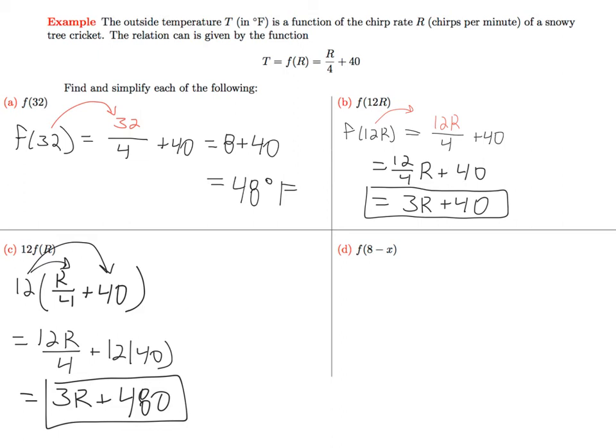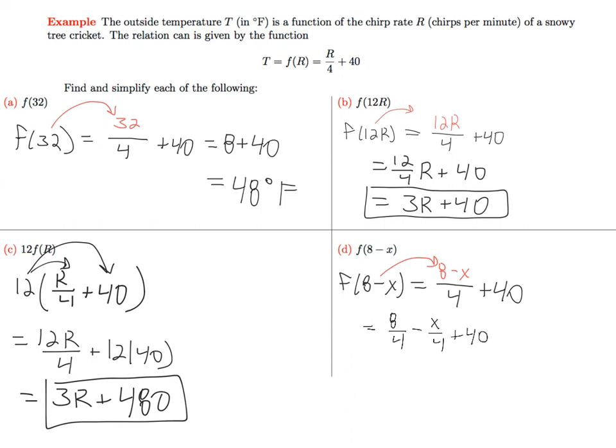Okay, lastly, in part D, we are now evaluating the function f at 8 minus x. So every time I see an R, we are going to replace it with the expression 8 minus x. And now I simplify this. And with fractions, remember, this is the same thing as saying 8 over 4 minus x over 4 plus 40.